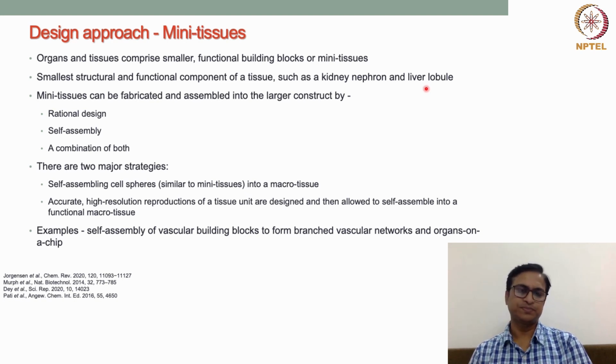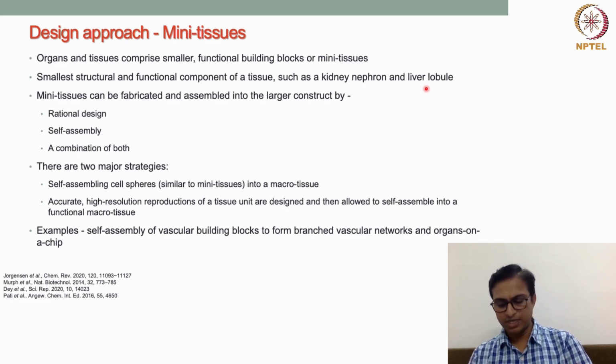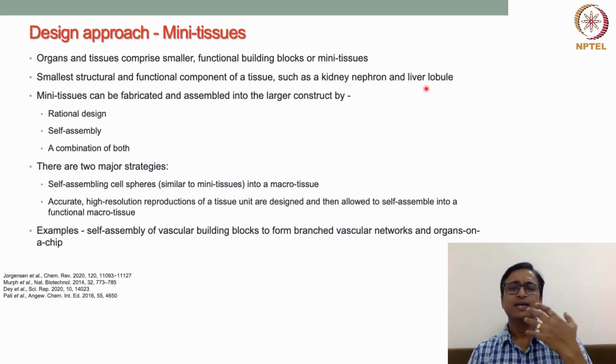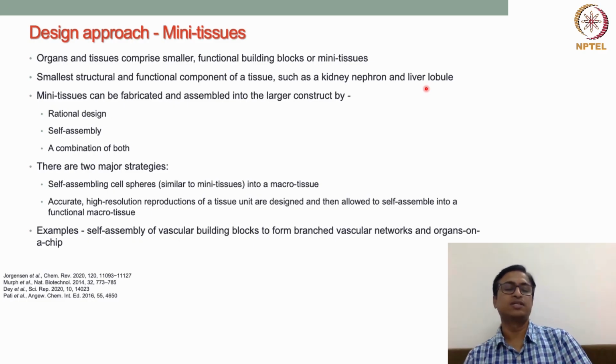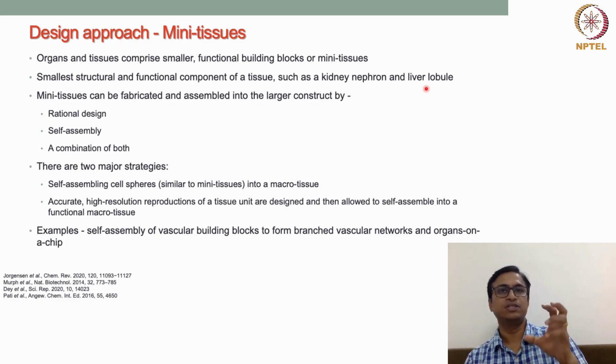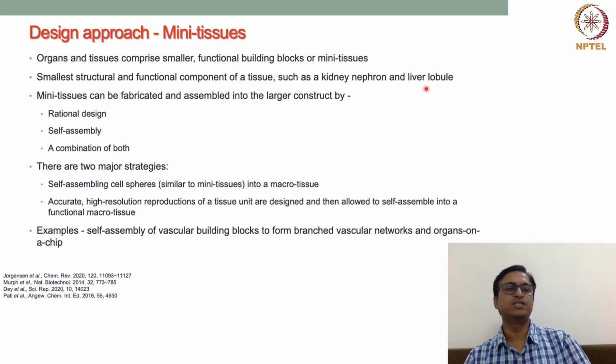Now these mini tissues can be fabricated and assembled into larger constructs. If we can successfully fabricate all these different mini tissues, then definitely we can assemble them together into a larger construct. One way is by rational designing. There we need to understand the design of the particular tissue, how the different units are connected to each other, how they face each other, and how they interact with each other. All these things we need to understand, and that rational designing is very important, and we have to follow that.